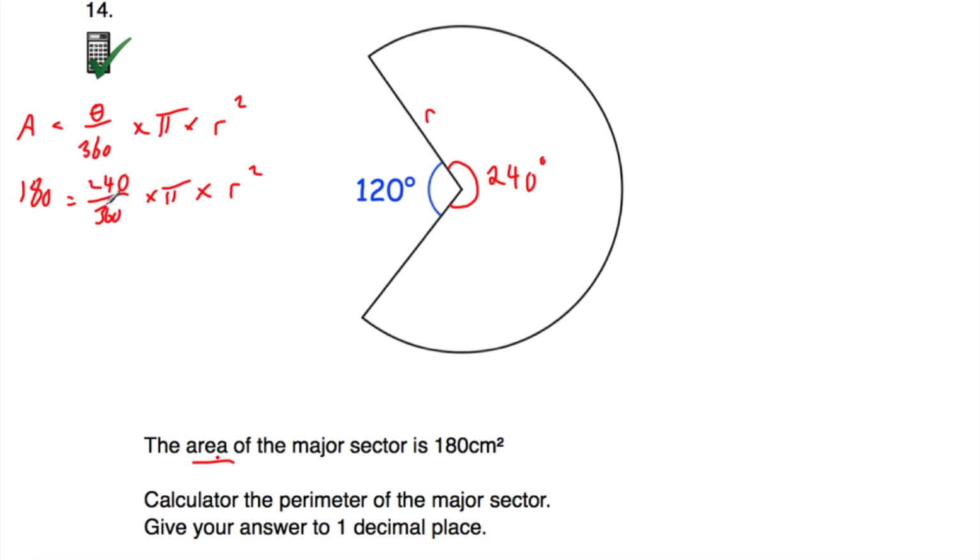240 over 360, we can cancel that down to be 2/3. We're going to get 180 is equal to 2/3 multiplied by pi multiplied by the radius squared. Now I'm going to multiply both sides by 3. So if I multiply both sides by 3 on the left hand side, I'm going to get 540 is equal to. Now I multiply by 3 to get rid of the divide by 3, so I'm just left with 2 multiplied by pi multiplied by the radius squared.